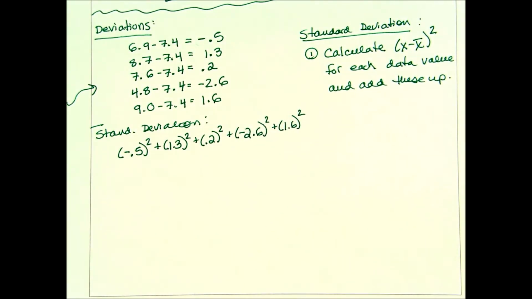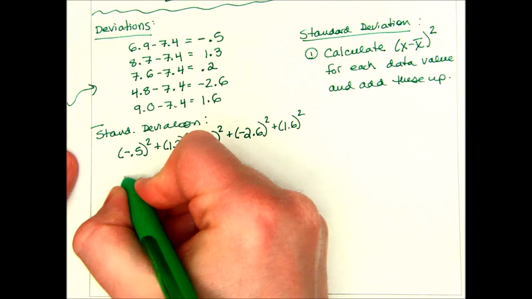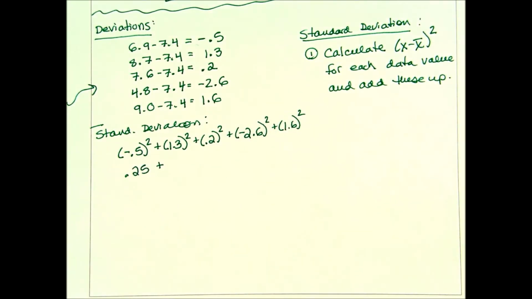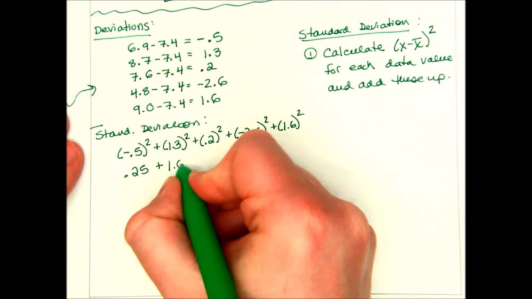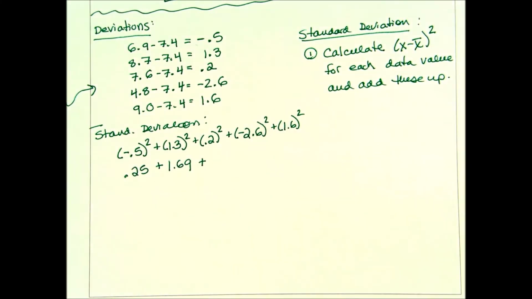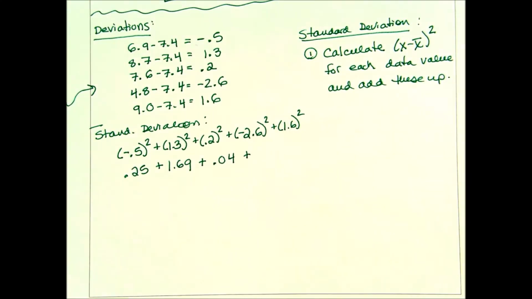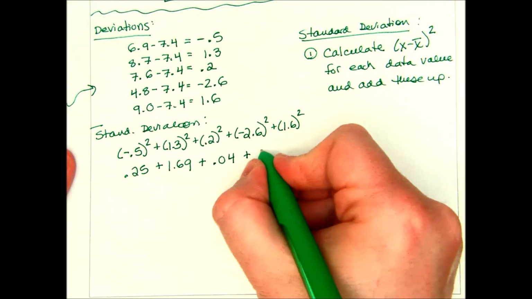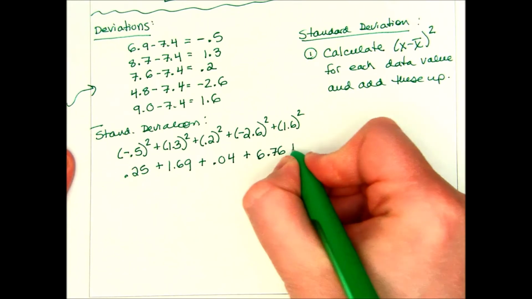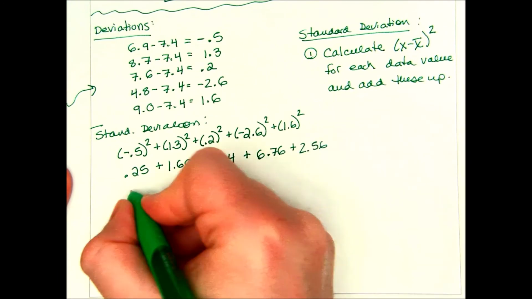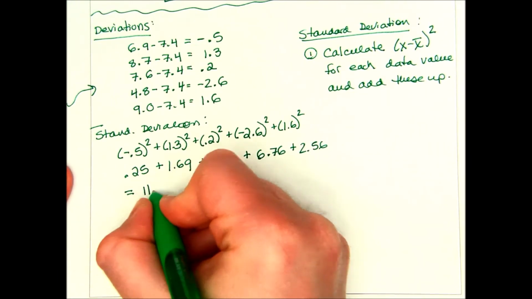Go to your calculator, do some squaring. 0.25 plus 1.69 plus 0.04 plus 6.76 plus 2.56, and that should give 11.3.